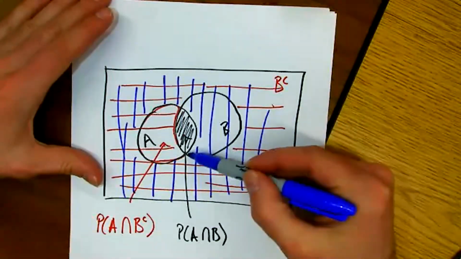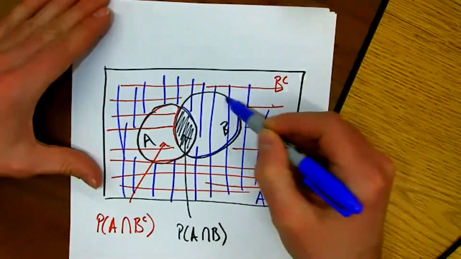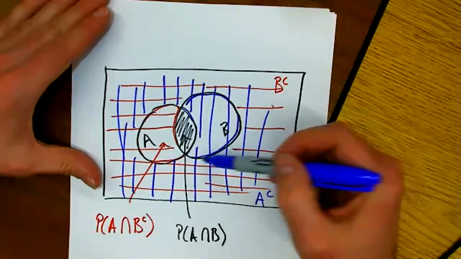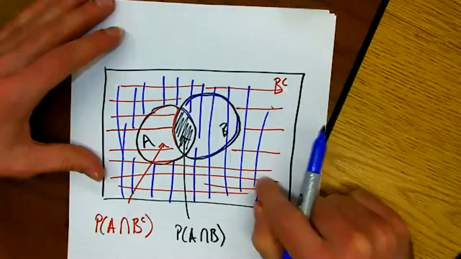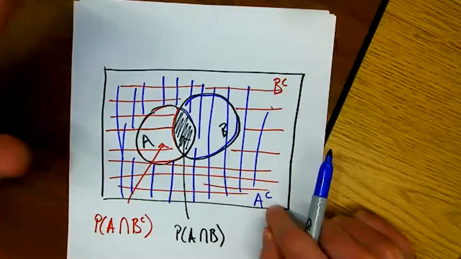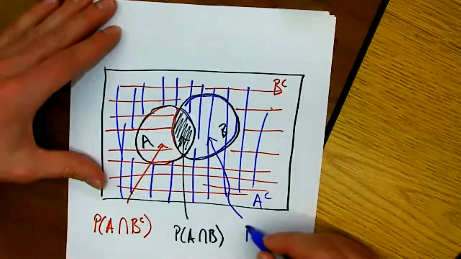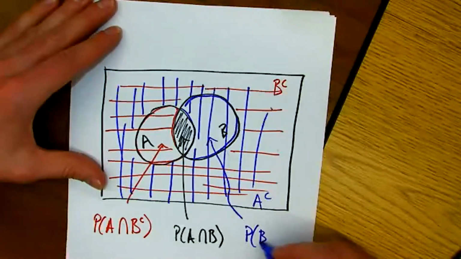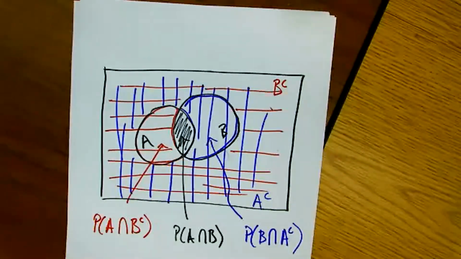So this crescent moon is everything that's in circle B but not in the blue area, which is A complement, right? So this crescent moon over here represents that I'm in circle B and I'm not in circle A, or A complement.